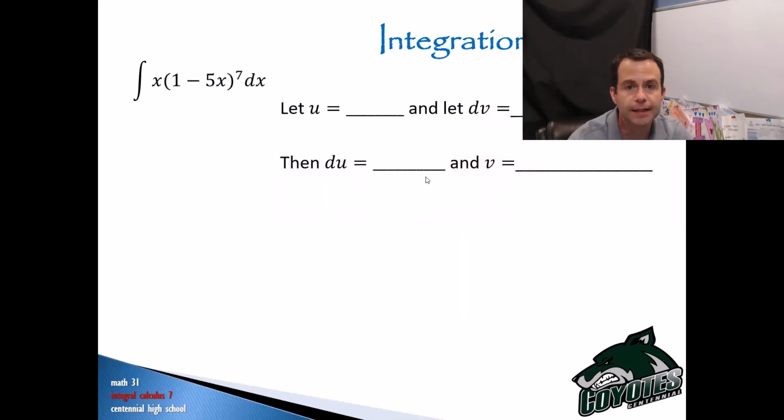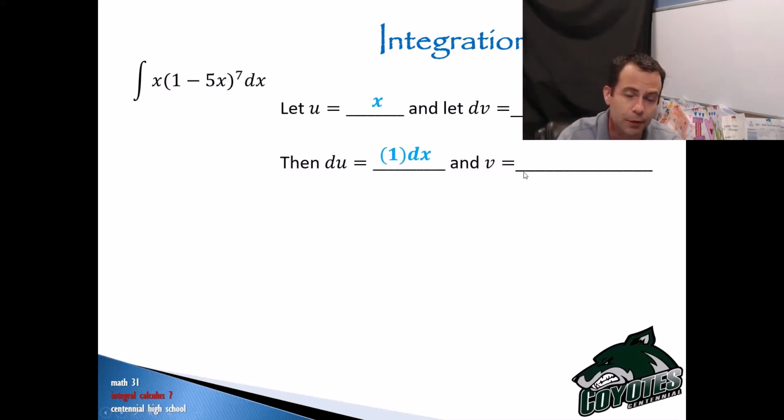Okay. All right, so let's try another one. We're going to try x times 1 minus 5x to the 7. Now remember, u is something that we want to differentiate easily, and we want to be able to differentiate it eventually down to 0. And so x is going to be u here, which means dv is going to be my 1 minus 5x to the 7. Okay, so now du will be 1.